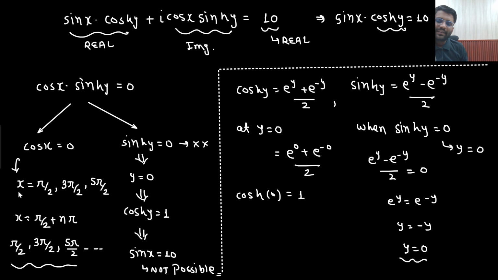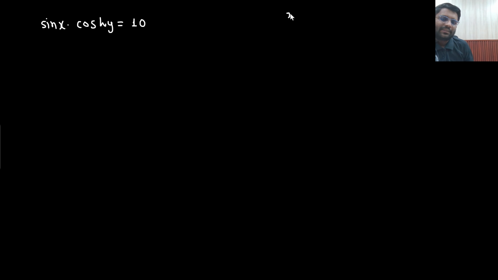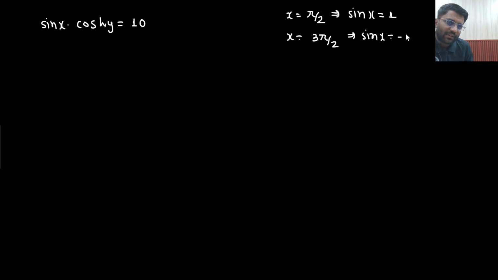Now I have told you that the value of x could be pi by 2, 3 pi by 2, 5 pi by 2. When x is pi by 2, what is the value of sin x? That would be 1. When x is 3 pi by 2, sin x will be minus 1. When x is 5 pi by 2, that would be 1. And when x is 7 pi by 2, that will be minus 1.